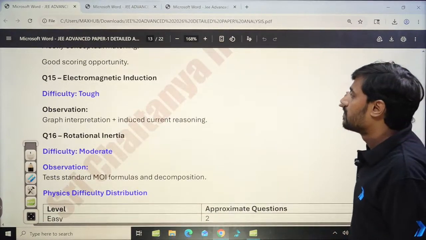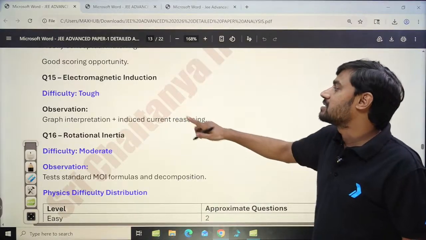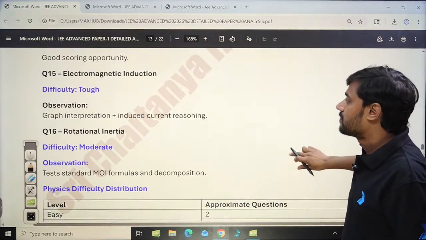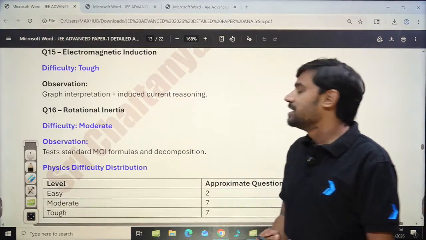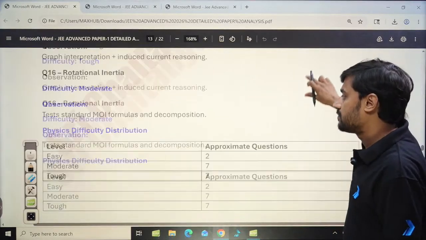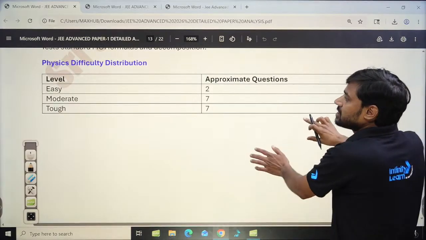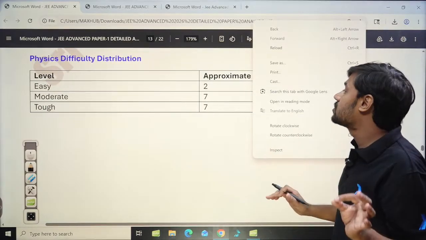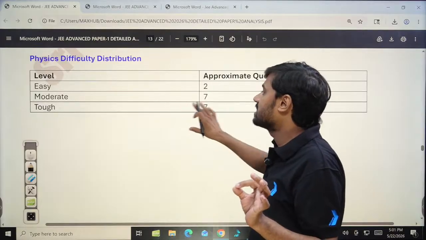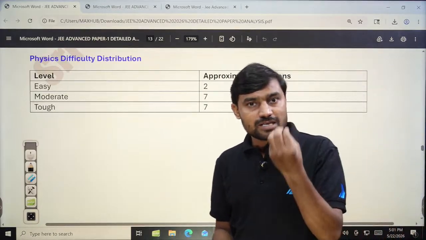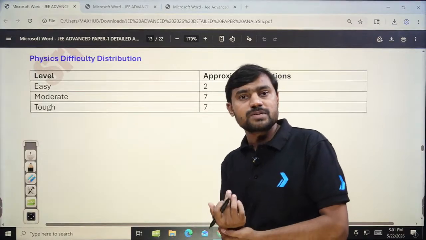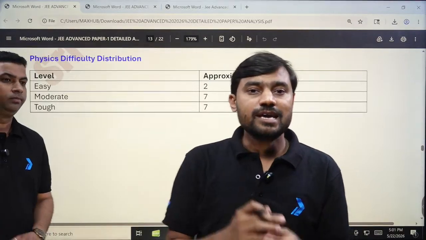Okay, now again, the electromagnetic induction question was on the tougher side. That requires graphical interpretation and induced current reasoning. Overall analysis: only 2 questions were easy, 7 were moderate and 7 were tough. So overall Physics Paper 1 was on the tougher side. Along with concept, they need some rigorous calculation.